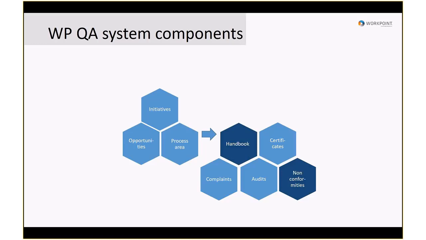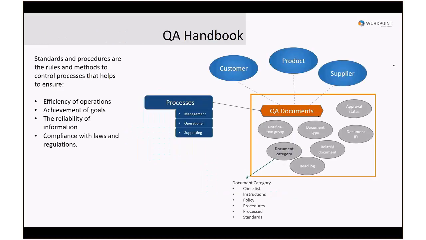Going a little bit into the detail of the handbook. The handbook would be, as I said, all the documentation, and this is to show that we have the QA documents sitting here. They will have relation to the processes. Obviously, these are documentation of how the processes should be working. They have relations to the products, the suppliers, the customers. All of this is affecting how these documents are worked out.